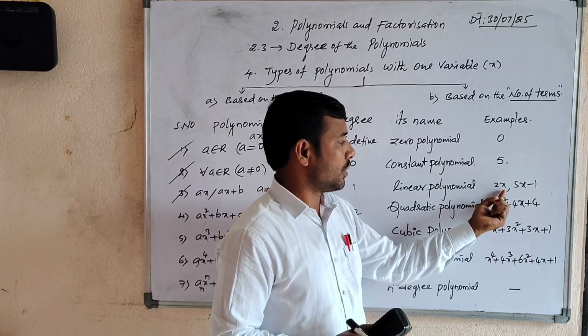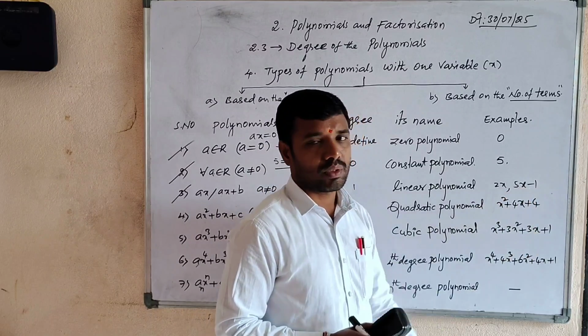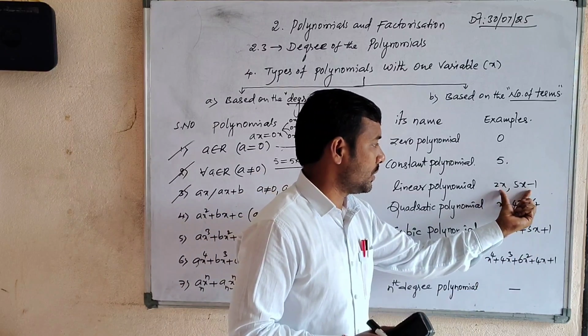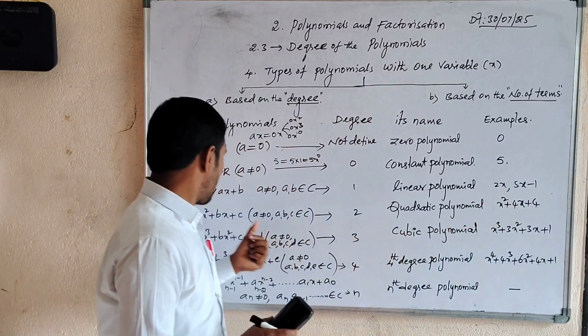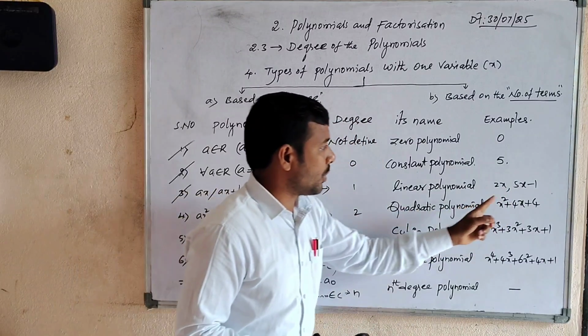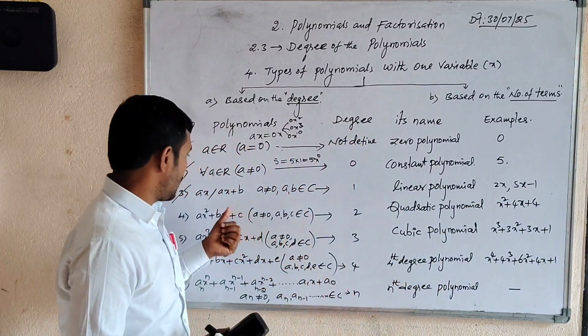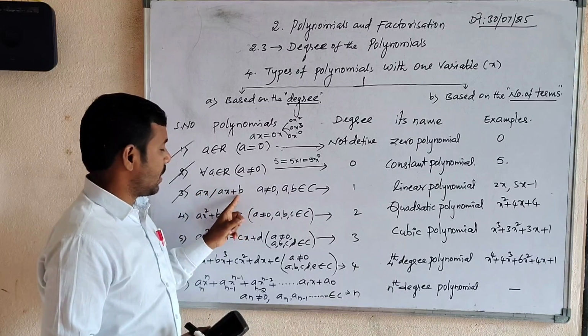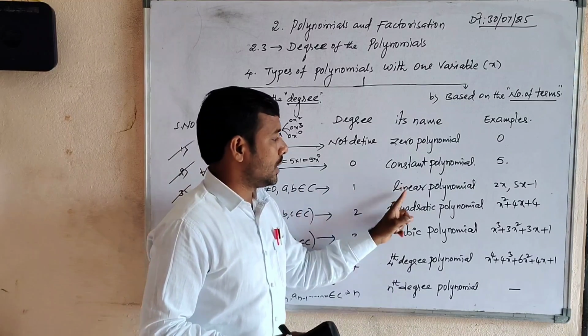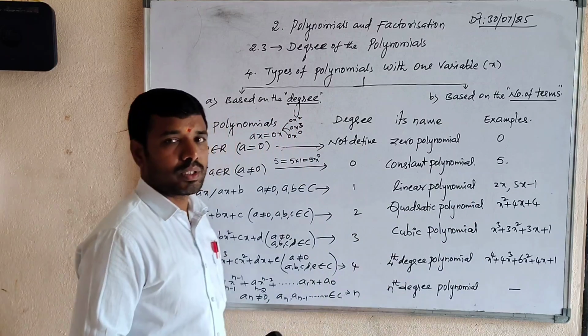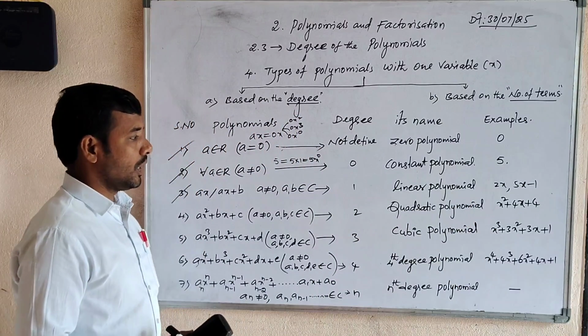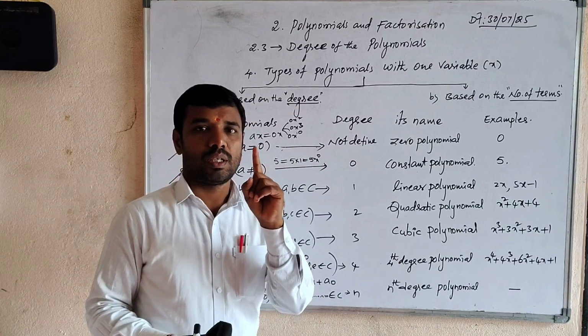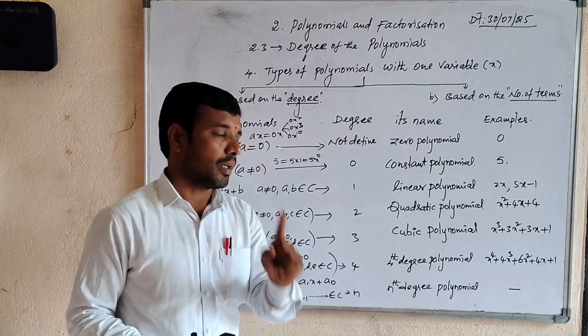One example, 2x, 5x minus 1. I just gave two examples. One is 2x, which is related to ax. One more is 5x minus 1, which is related to ax plus b. Its degree is 1. So for that reason these are called linear polynomials. Linear, in a sense, you just feel that unique 1.